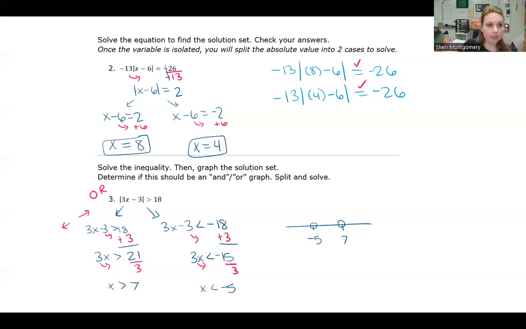And then as I look, I'm going to read both of these statements. The one on the right, sorry, the one on the left says X, and then we go into the alligator mouth. So X is greater than 7. So greater than 7 is going to shade that way. The other one, as I read it, it says X is less than negative 5. So less than negative 5. Did that make an or graph? Yeah. That worked.